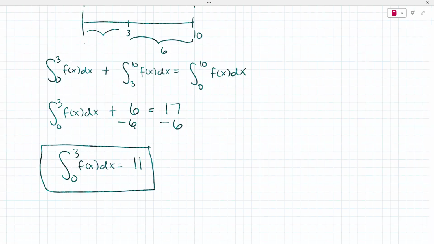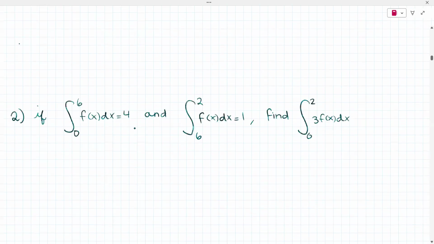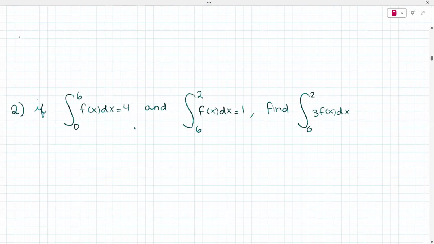Okay, so that's how I would do that one. Let's look at example 2. If the integration from 0 to 6 of f of x dx equals 4, and the integration from 6 to 2 of f of x dx equals 1, find the integration from 0 to 2 of 3 f of x dx.